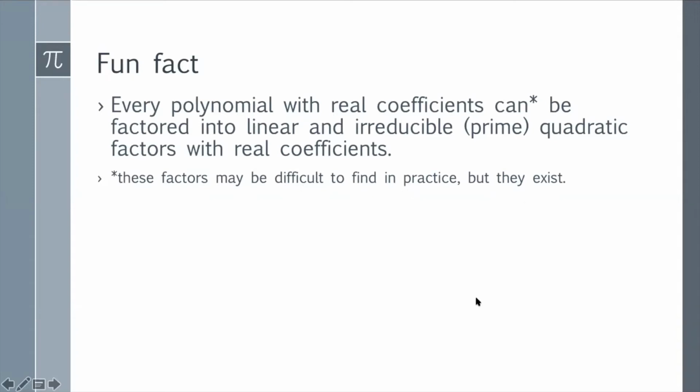All right. But don't worry, all the examples that we're going to go over in this lecture and all the examples in your homework, you will be able to factor them. Okay, if they're not already factored. I think most of them are already factored.